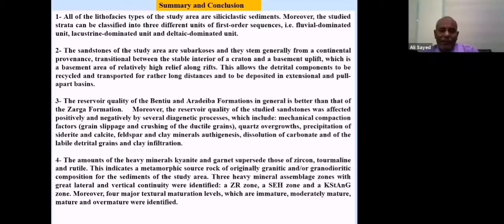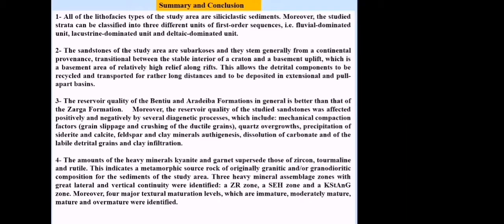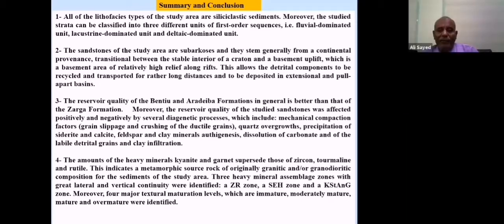The amount of heavy minerals, kyanite, garnet, and sillimanite, is higher than those of zircon and tourmaline. This indicates a metamorphic source rock origin of granitic to granodioritic composition. Three heavy mineral assemblage zones with greater lateral and vertical continuity were identified: ZTR, zircon and rutile; sillimanite, epidote, hornblende; and the kyanite underlying zone. Four major textural maturity levels, as I said, which are immature, moderately mature, mature, and overmature, were identified.